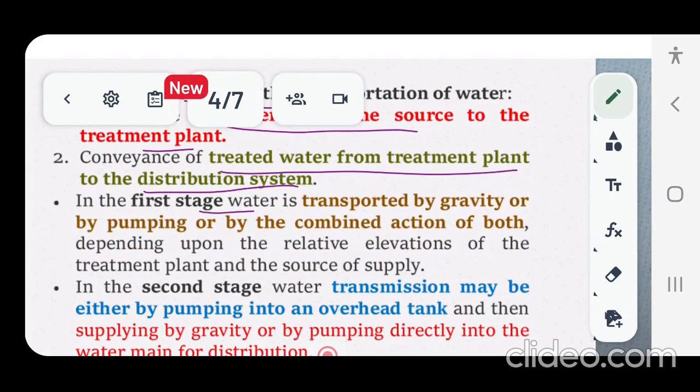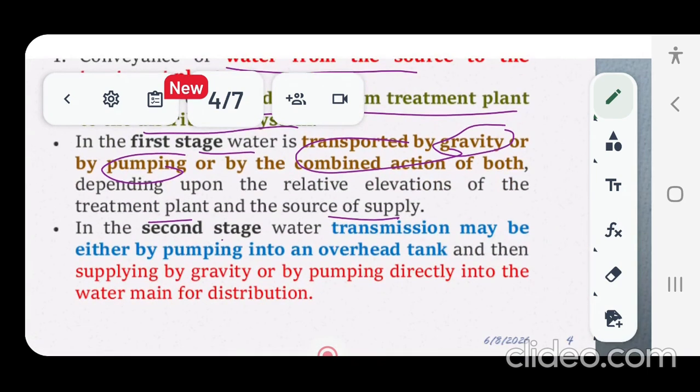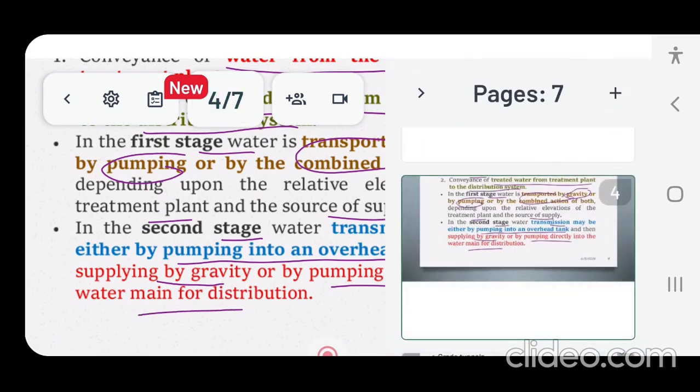In the first stage, water is transported by gravity or by pumping or by combined action of both, depending upon how the treatment plant and the sources of supply is elevated. In the second stage, water transmission may be either by pumping into the water overhead tank and then supplying it by gravity, or by pumping the water directly into the water main for distribution.